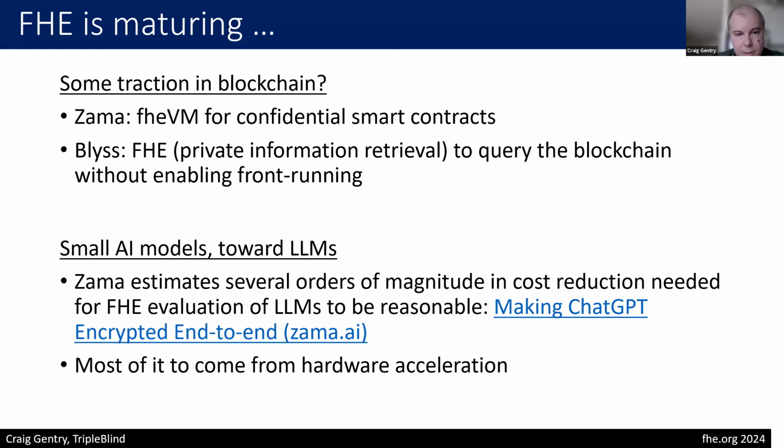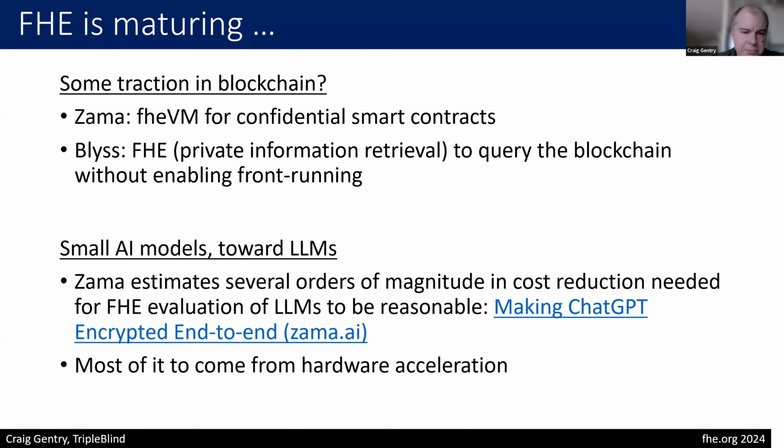So, where is FHE getting traction? I think blockchain is really good for FHE because it marries a lot of money to an experimental spirit. Zama, for example, has an FHE virtual machine for confidential smart contracts. That's a really good application to sink your teeth into, and if it works on blockchain, it could be extended in all sorts of directions.